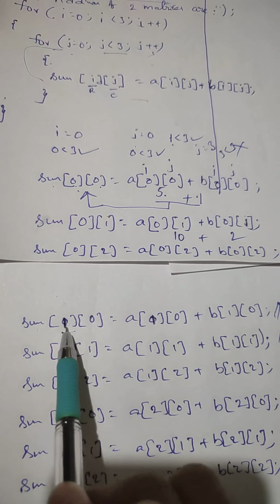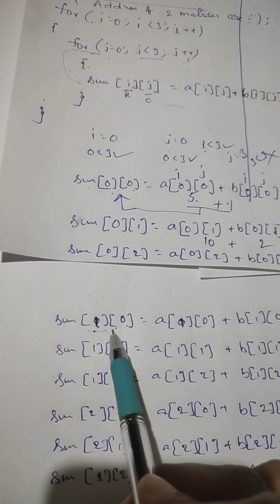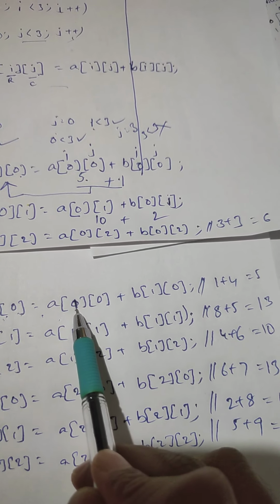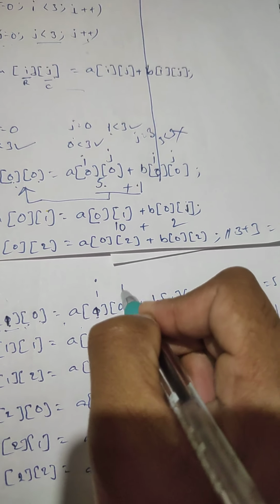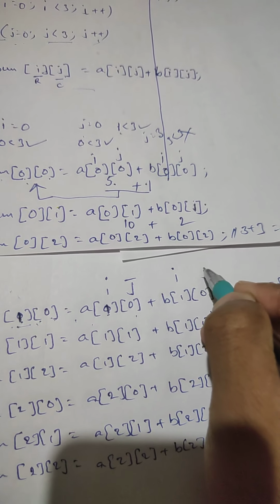So sum of i value 1 and j value 0, sum of 1 0 is equals to a of first row. So i value is 1 and j value is 0. So this is for i and this is for j, in the first matrix.